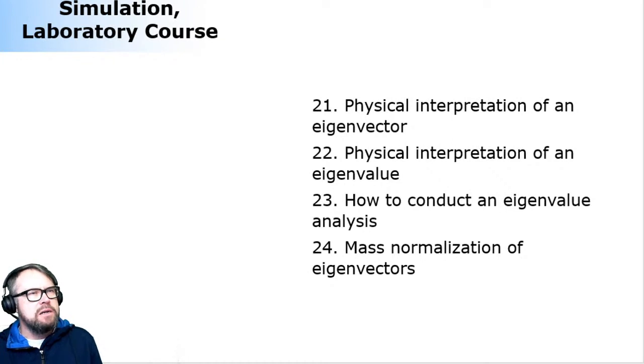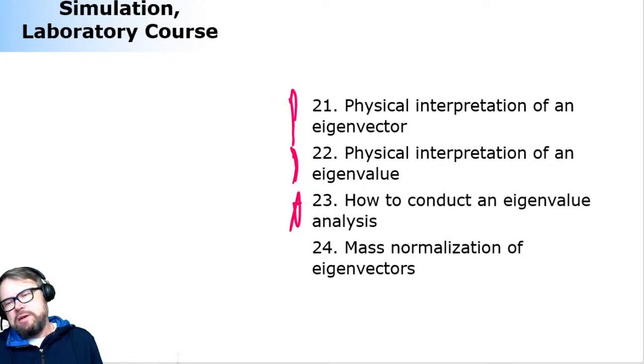Okay, so I'm back. Before we proceed, these are the 4 questions that you may or may not find in a written exam paper. Physical interpretation of eigenvector. I'm going to explain that to you in a second. Physical interpretation of eigenvalue. That too I'm going to explain. How to conduct an eigenvalue analysis. Maybe this should be the other way around. First we do eigenvalue analysis, and then we get the results in the form of eigenvalues and eigenvectors. Anyway, how to conduct an eigenvalue analysis, and what the mass normalization of eigenvectors means.